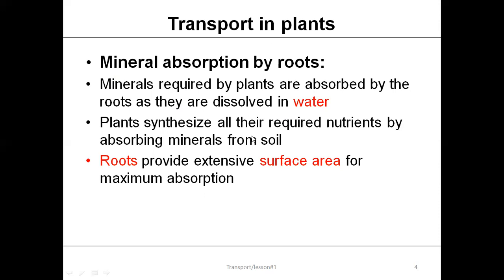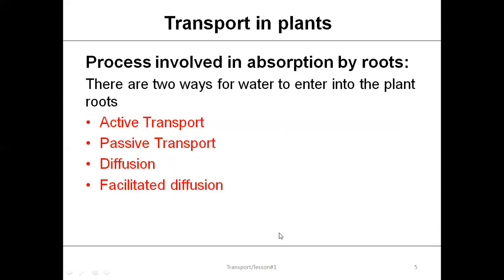The plants synthesize all the required nutrients by absorbing minerals from the soil. Nutrients कौन से हैं? Proteins हैं, carbohydrates हैं, और vitamins हैं. ये सारे वो nutrients हैं जिनको plants अपने लिए use करते हैं. Roots का main function क्या है? The roots provide extensive surface area for maximum absorption.